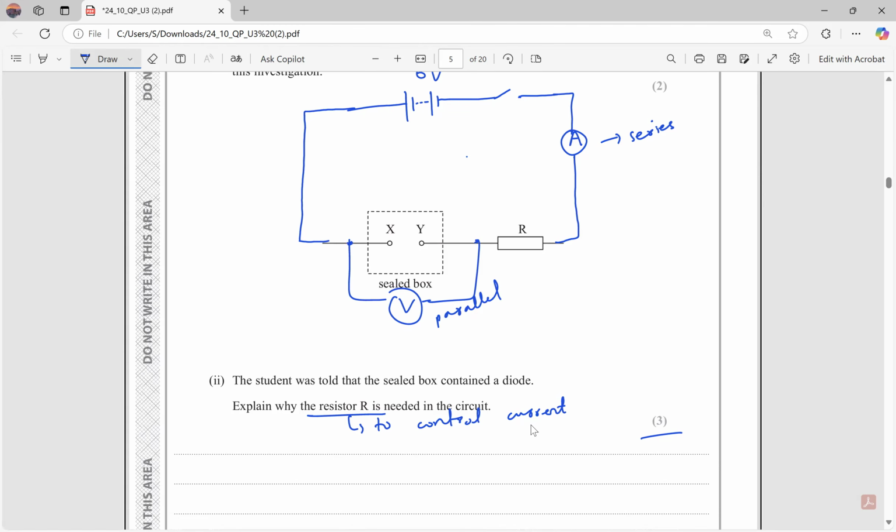That's the first thing. But now, what is its connection to a diode? So a diode is basically this thing. This symbol is a diode. And what is a diode? It's an electrical component or device that allows current to flow in one direction only.